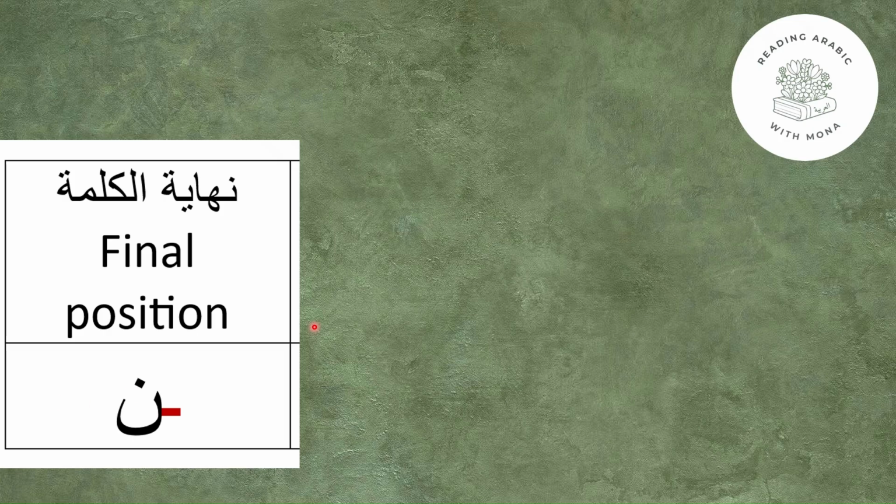And finally, at the end of a word, or in the final position, the Noon restores its original shape, the isolated shape, and gets back its curve. And of course, we extend a line to connect it with the previous letter.